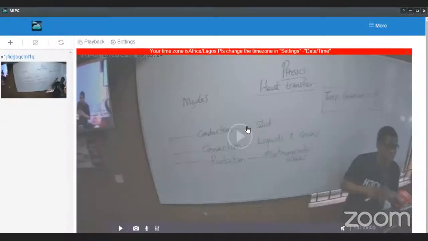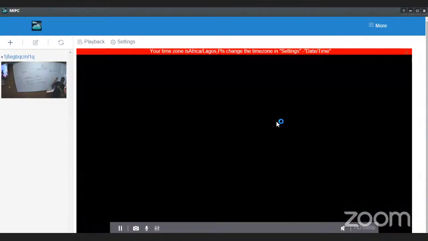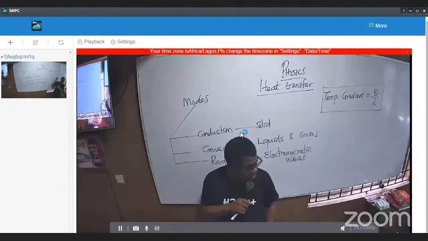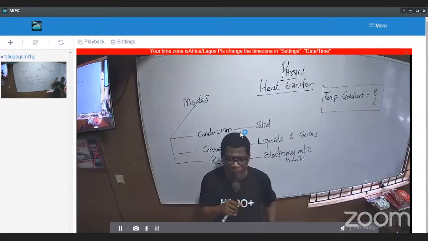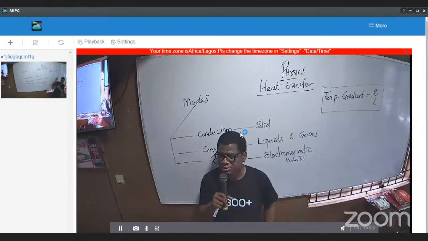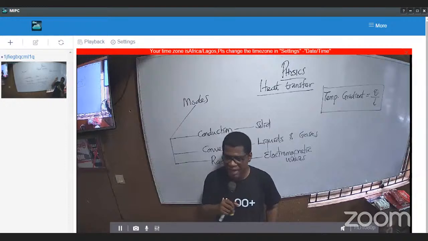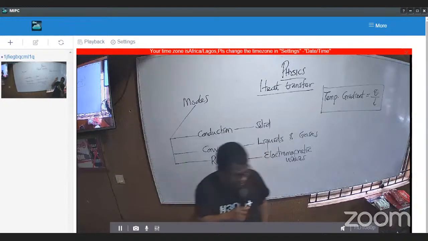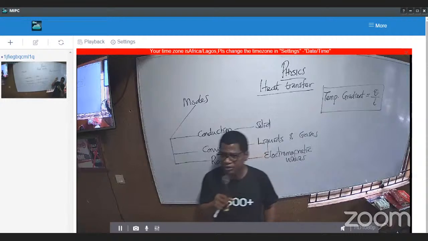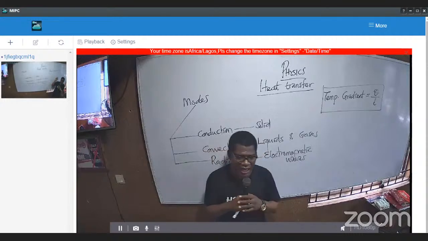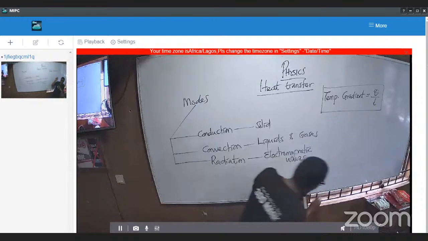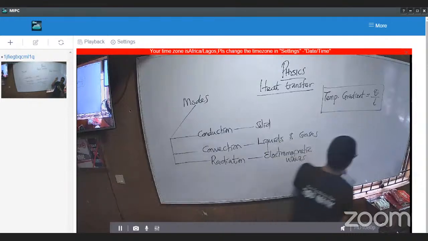The rate of heat transfer is directly proportional to the product of area and temperature gradient.